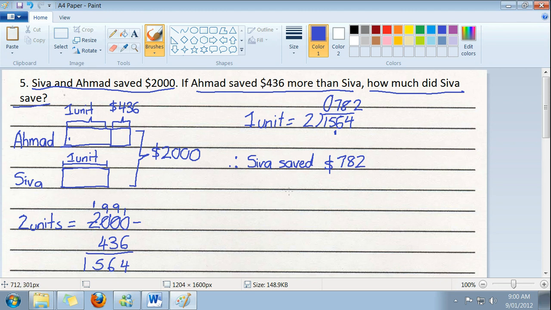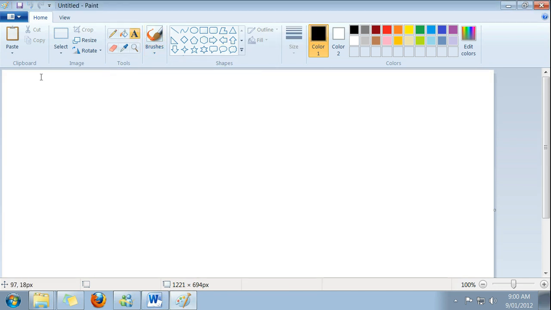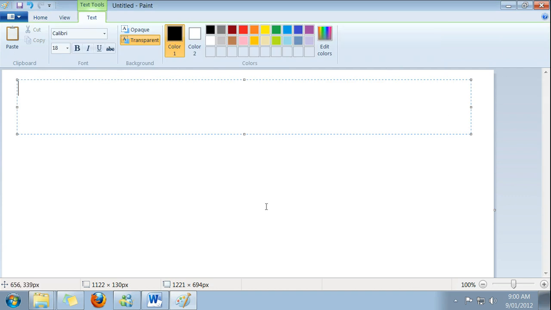Hopefully your working out is similar. Okay? Doesn't have to be drawn like this, but hopefully your working out is quite similar to mine. Okay? Notice how I'm not emphasizing the answer, but your working out and your understanding. So, with that all done and said, let's give you the problem for the next lesson.